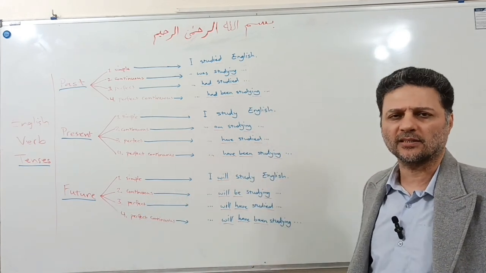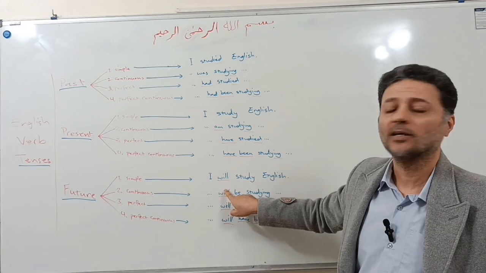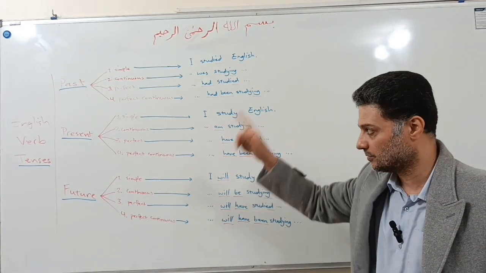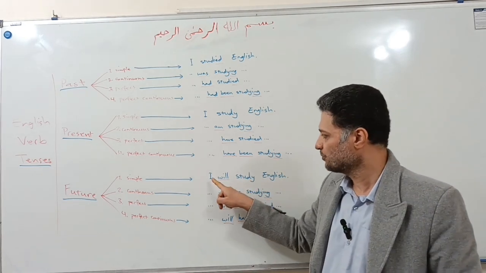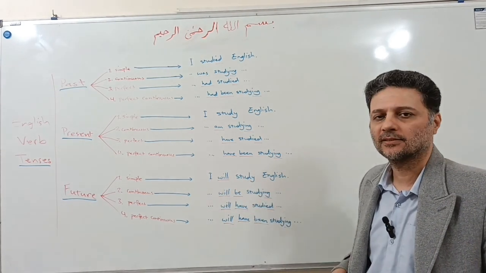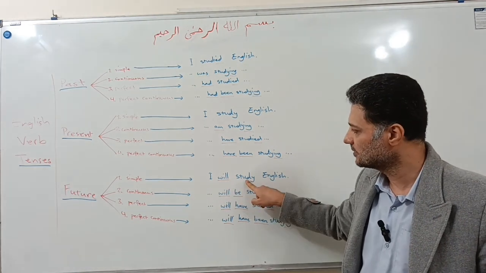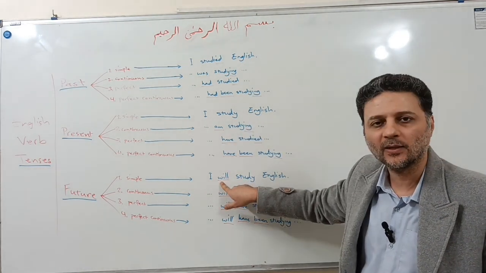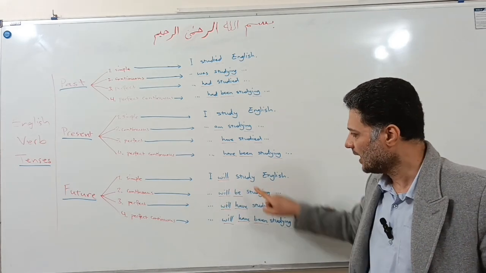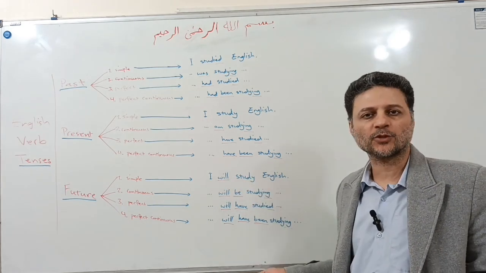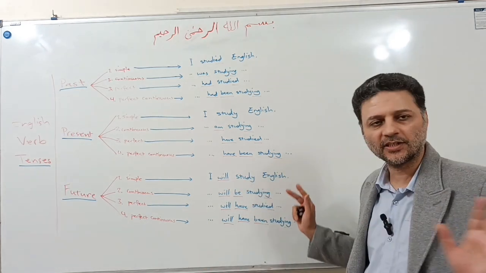Future is very easy. Well, you just add will. Of course, we have 4 subcategories here, right? Like the above examples or major categories or tenses. Well, I will study English. You just add will. Will study. Here we add will, okay? And the basic form of the verb, the present tense. Together, that would be future tense. Will study. Okay? It's very simple.